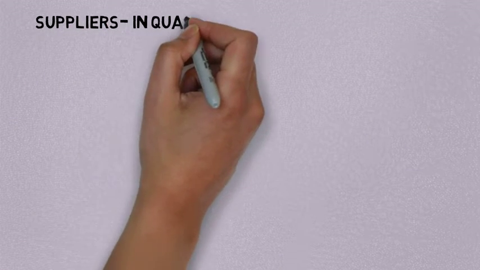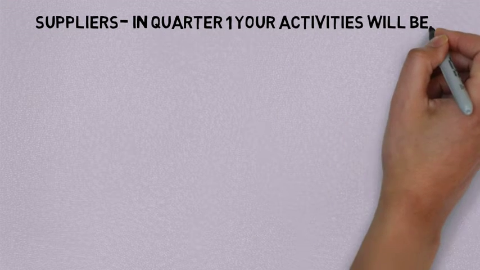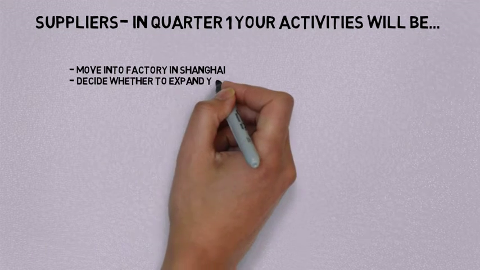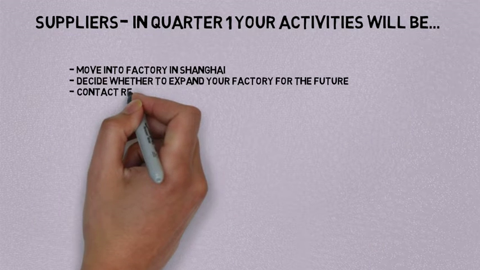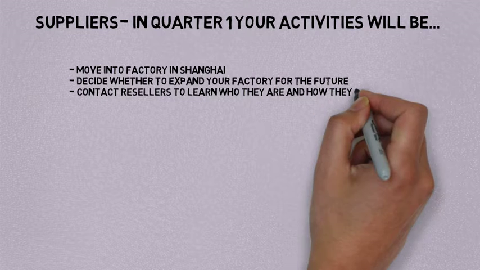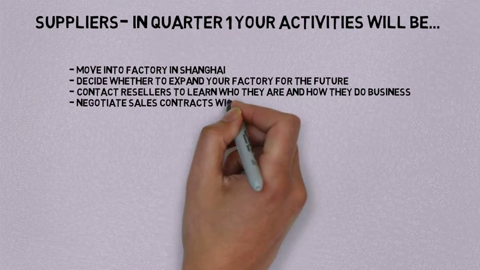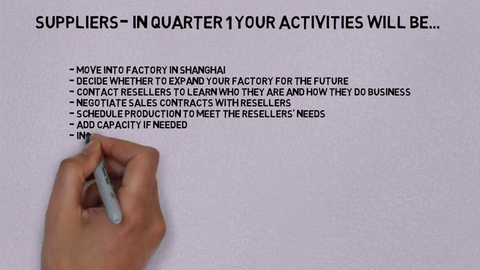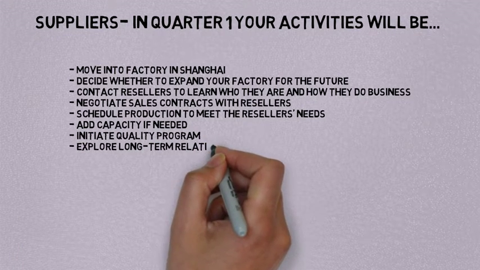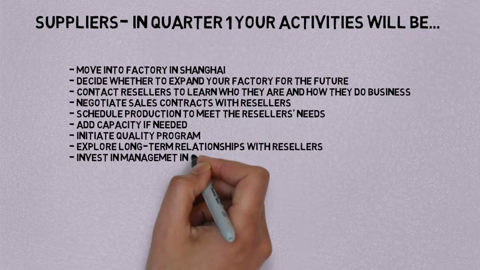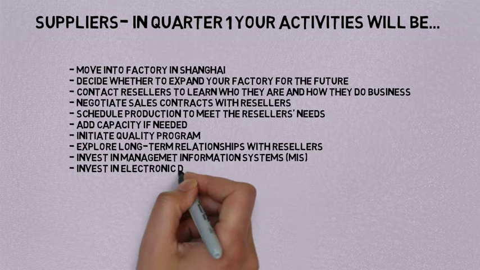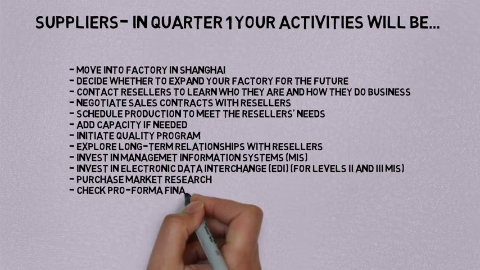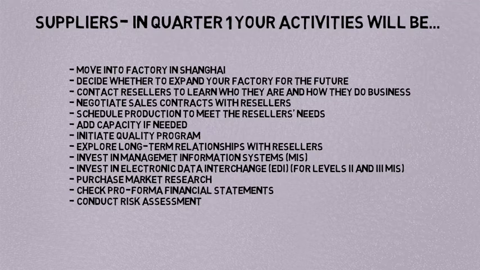Similar to the resellers, suppliers, you have quite a bit to do in quarter one. Here are your activities. Moving into a factory in Shanghai, deciding whether to expand your factory for the future, contacting resellers to learn who they are and how they would like to do business, negotiating sales contracts with resellers, scheduling production to meet the resellers' needs, adding capacity if needed, initiating a quality program, exploring longer-term relationships with suppliers or resellers, investing in management information systems, investing in electronic data interchange if you are in Level 2 or Level 3 MIS, purchasing market research, checking pro forma financial statements, and conducting risk assessment.